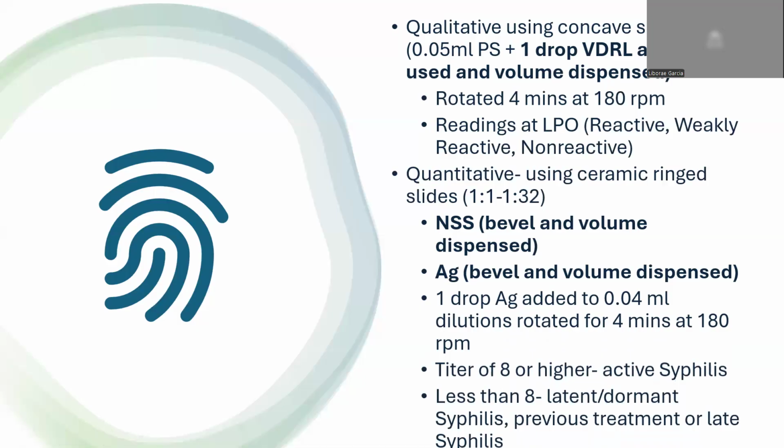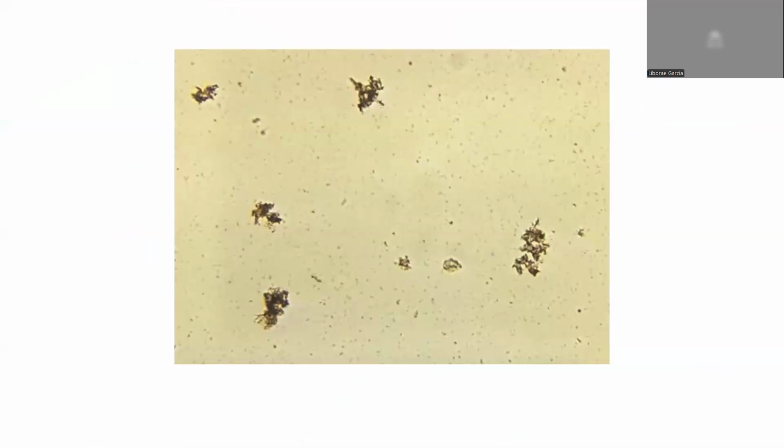So here, significant titer is 8. If the titer is more than or equal to 8, meaning the patient has active syphilis. If it's less than 8, the syphilis is latent or dormant, previous treatment, or late syphilis. This reaction is an example: few clumps with few to moderate free antigens. So this will be your weakly reactive reaction.